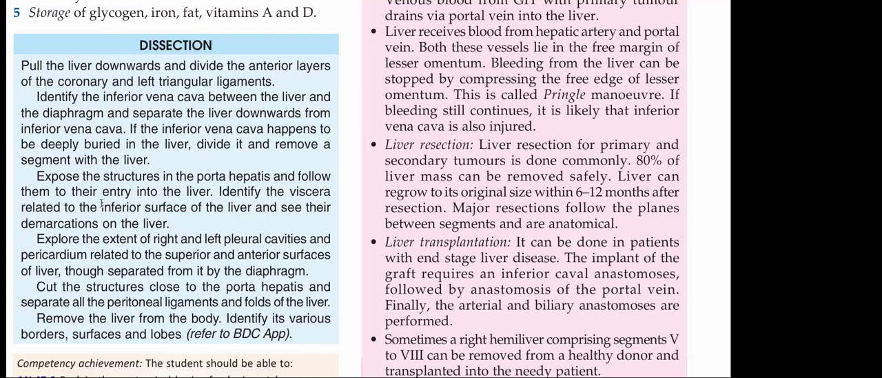Identify the viscera related to the inferior surface of the liver and see the demarcations on the liver. Explore the extent of the right and left pleural cavities and pericardium related to the superior and anterior surfaces of the liver, though separated from it by the diaphragm. Cut the structures close to the porta hepatis and separate all the peritoneal ligaments and folds of the liver. Remove the liver from the body, identify its various borders, surfaces and lobes.